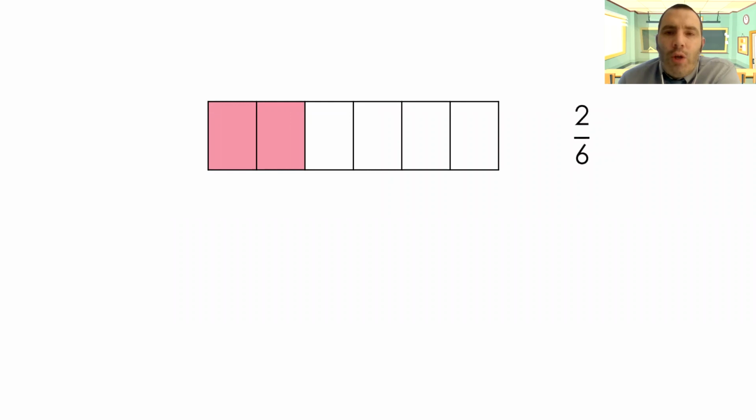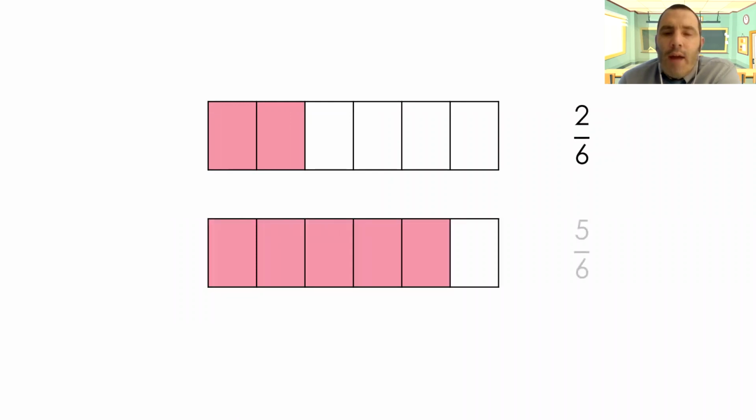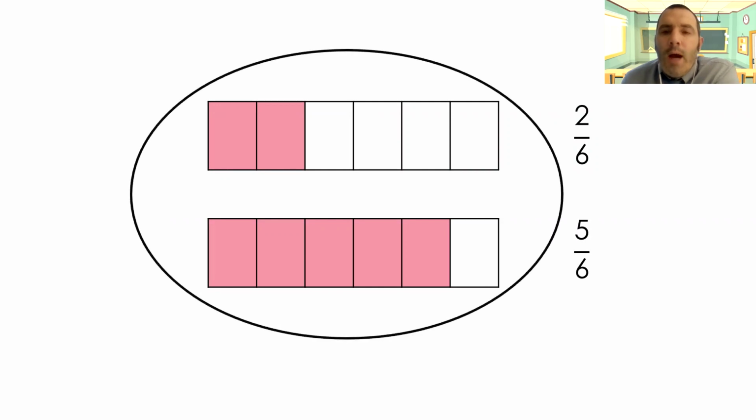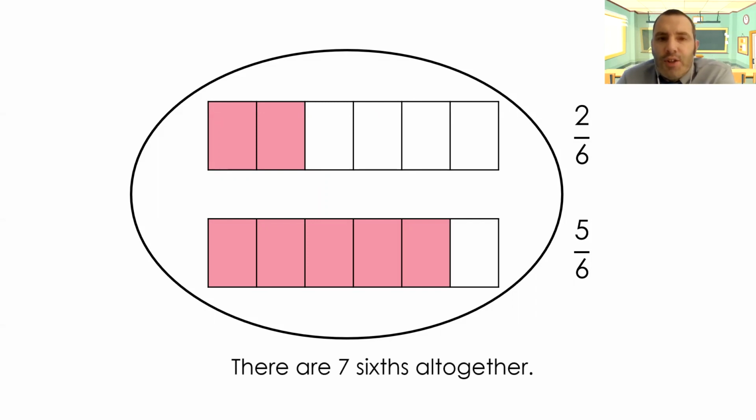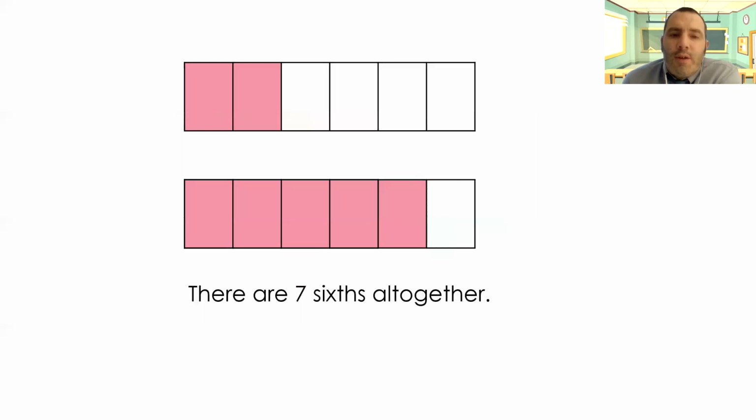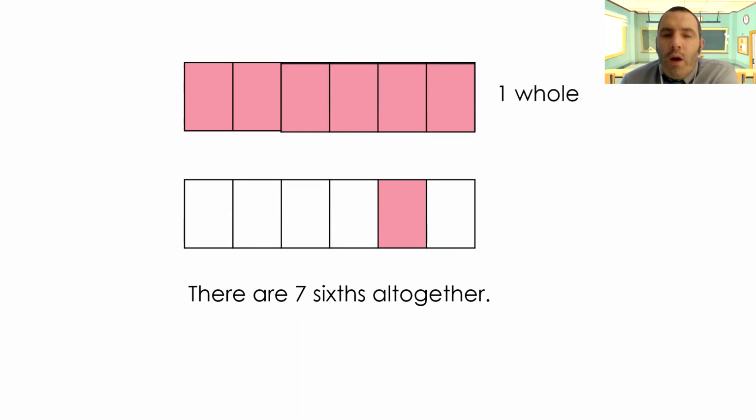Here I've got 2 sixths and 5 sixths. How many sixths do I have altogether? Well, 5 add 2 gives me 7. So there are 7 sixths altogether. So 7 sixths, I can make that into 1 whole and 1 sixth.